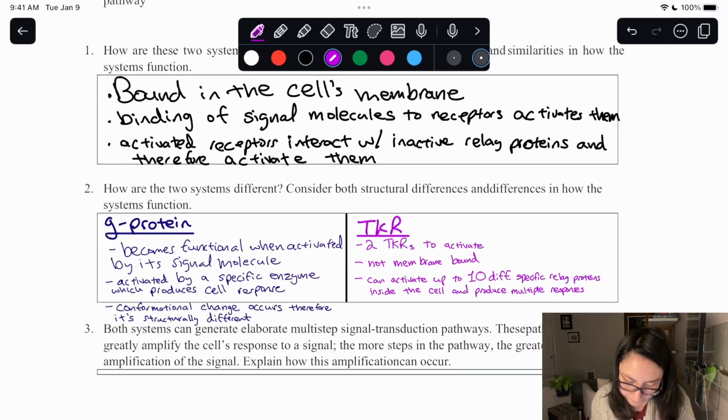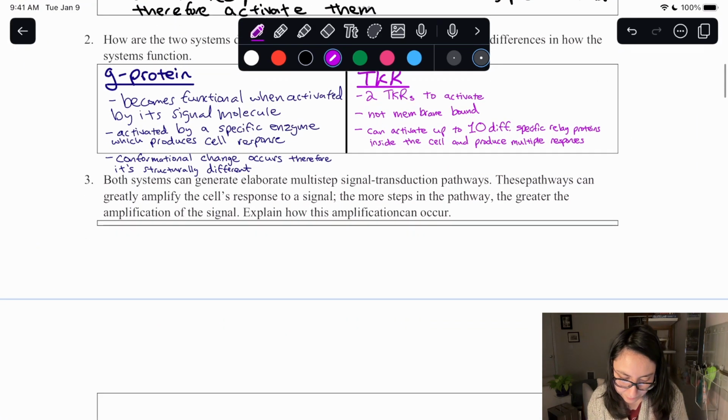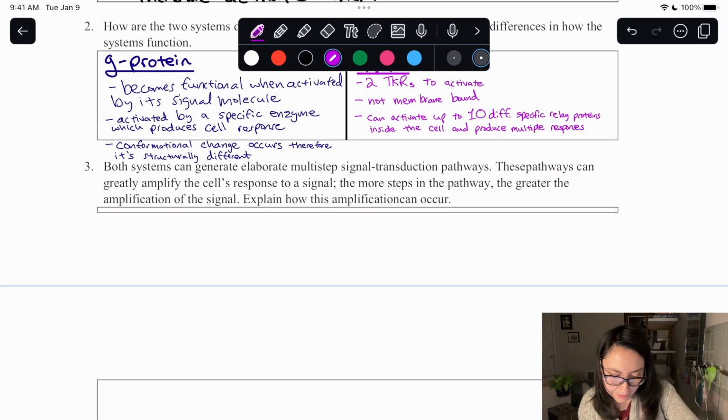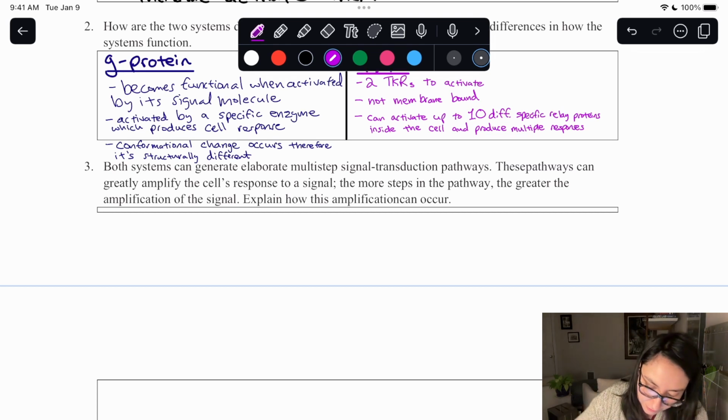All right. So we're done with that one. Moving on to number 3. It asks here, both systems can generate elaborate multi-step signal transduction pathways. These pathways can greatly amplify the cell's response to a signal. The more steps in the pathway, the greater the amplification of the signal. Explain how this amplification can occur.